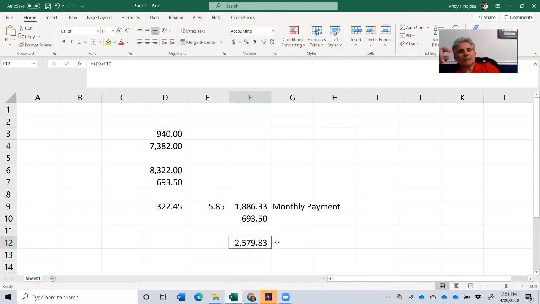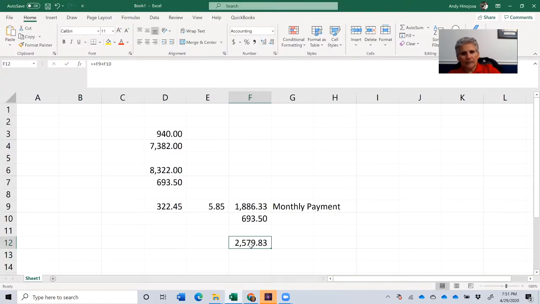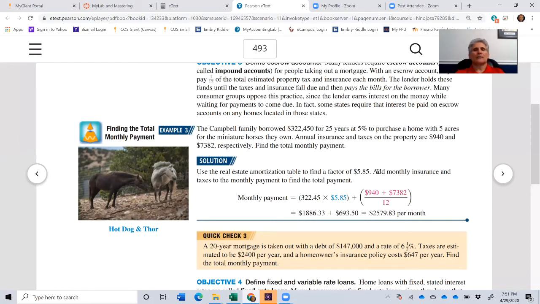So their monthly payment, including taxes and insurance, will be $2,579.83. Even though their monthly payment for just the loan is $1,886.33, they're still going to pay $2,579.83 so that they can cover the insurance and taxes, which total $693.50 per month.